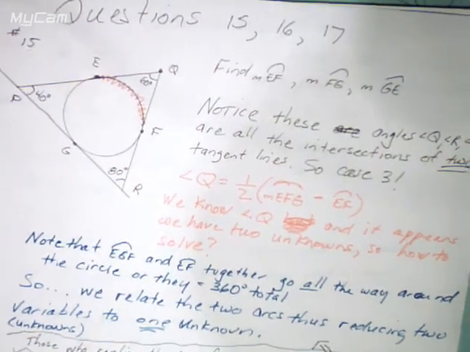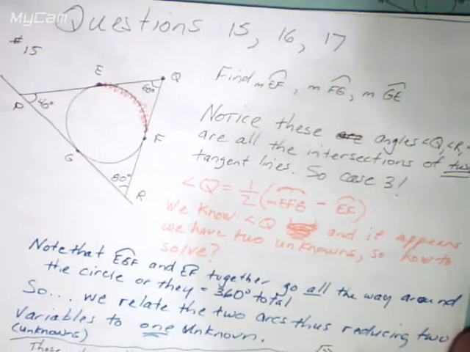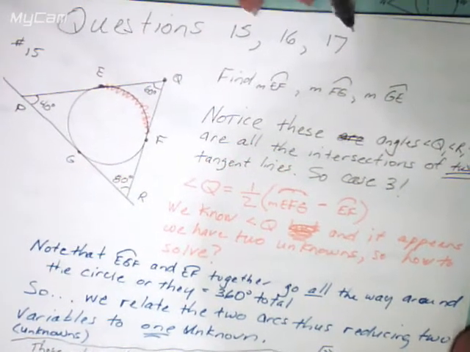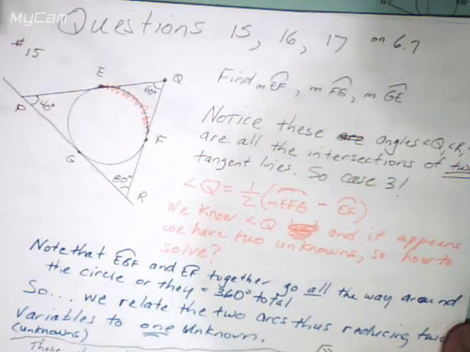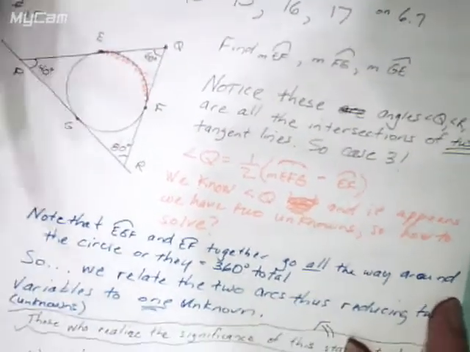Okay, now we have the last video. I've had questions on specifically 15, 16, and 17 on 6.7. Okay, so we're going to take a look at these problems.